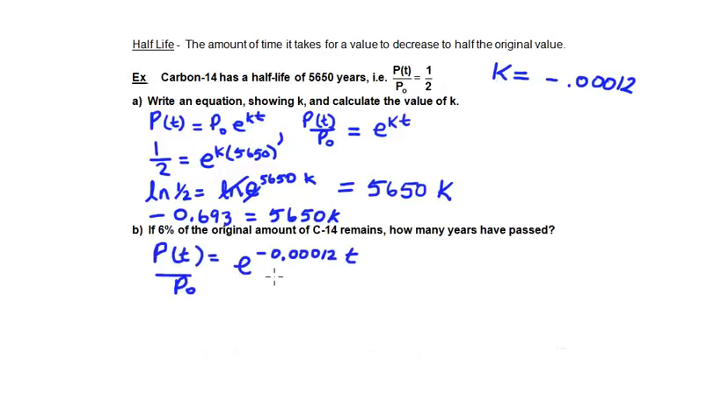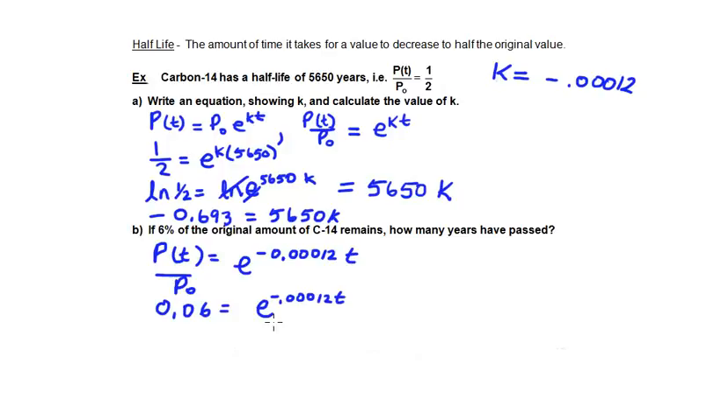Now that we've got a value for k, we could actually rewrite this equation. And here we substitute our calculated value of k into the original equation. This time we're told that 6% of the original amount of C14 remains. And so we're not actually told how much we started with and how much we ended with, but we know that of the sample, 6% is the original amount and the rest has decayed. And so this ratio, P of t divided by P0, is going to be 6%, and we can put it in for that fraction.